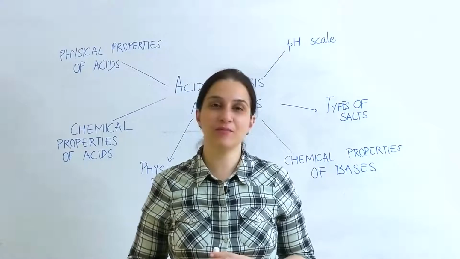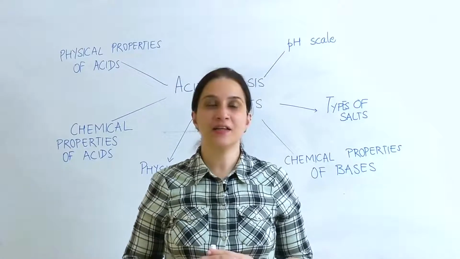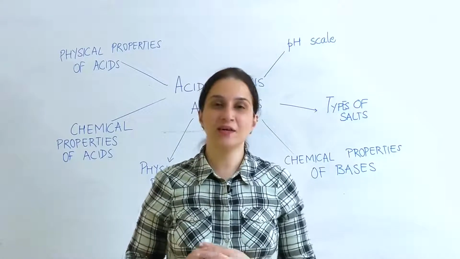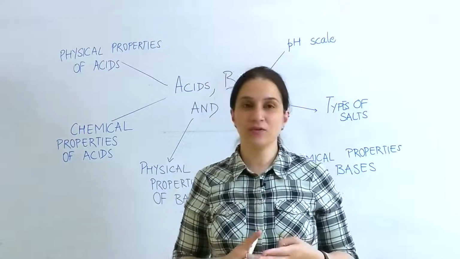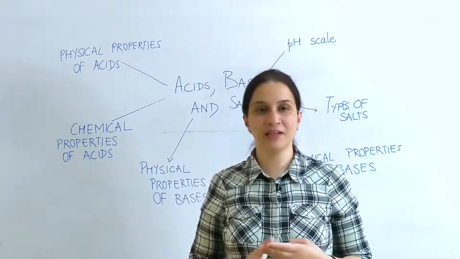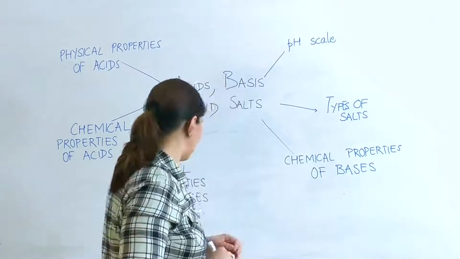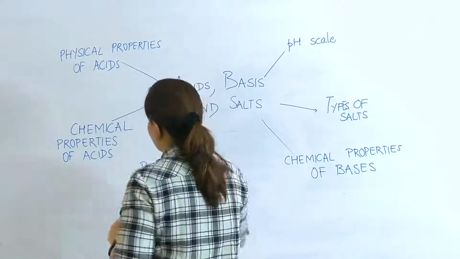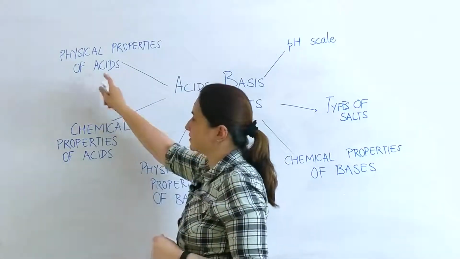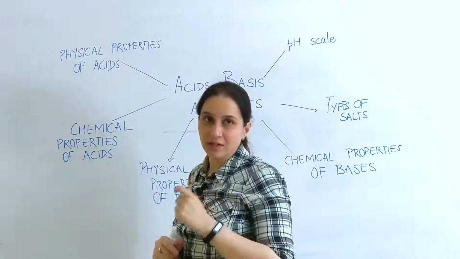Let us start with the second chapter from 10th class, that is acids, bases and salts. This chapter is divided into three parts: acids, bases and salts. So we will be discussing all three topics in detail. Let us start with the topic that is acids. What are acids? I am taking up first the physical properties of acids.